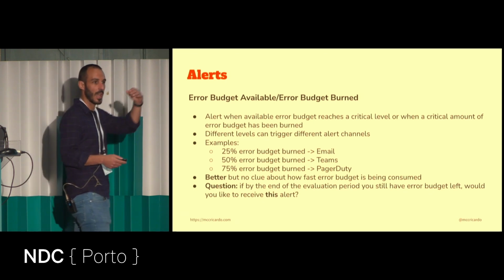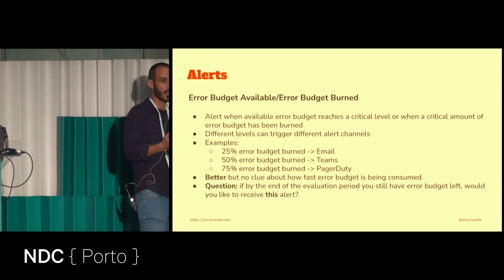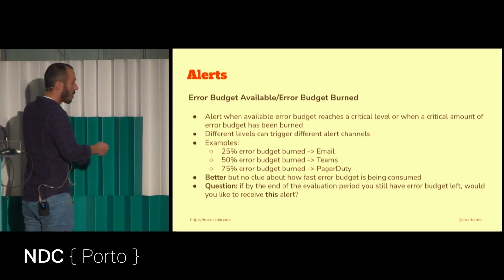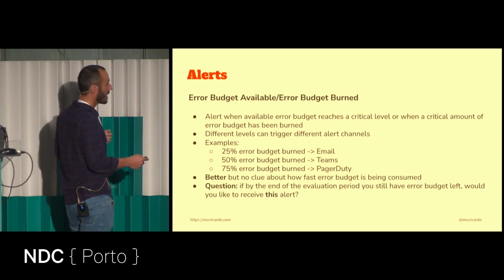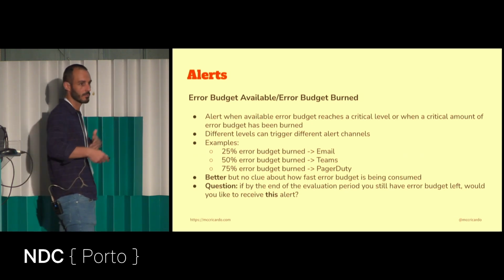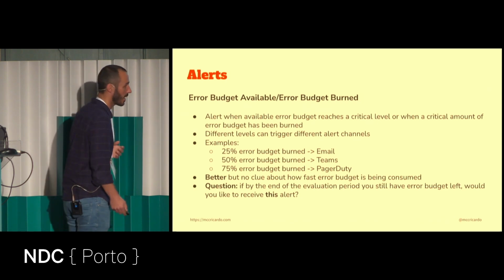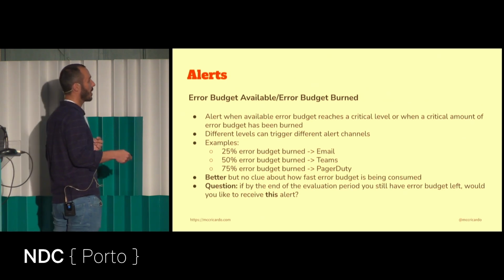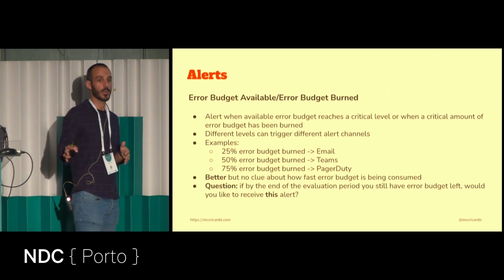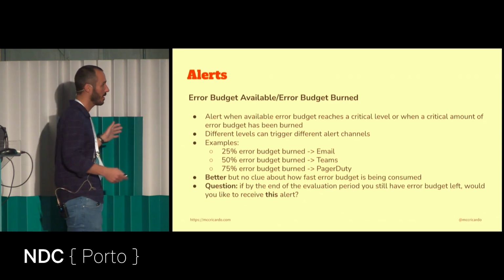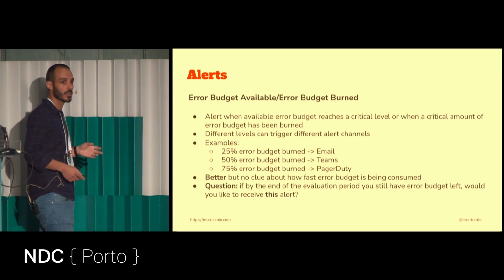It is better, but I have no clue how fast my error budget is being consumed. I only get an alert that half of it is gone. I don't know if it's gone in 1 minute, 1 hour, whatever it is. And I have a question. Say that I have an SLO that is defined for every 24 hours, or for a week, or 30 days. If I know that at the end of that period I will still have some reliability left, which means that it's a level at which users are still happy, do I want to receive this alert or not?